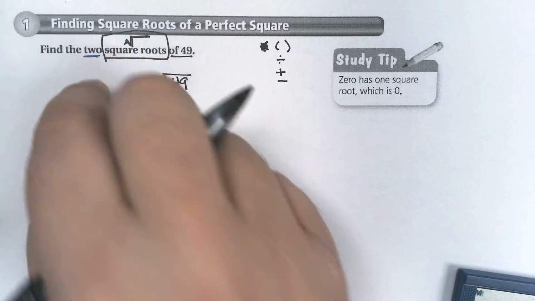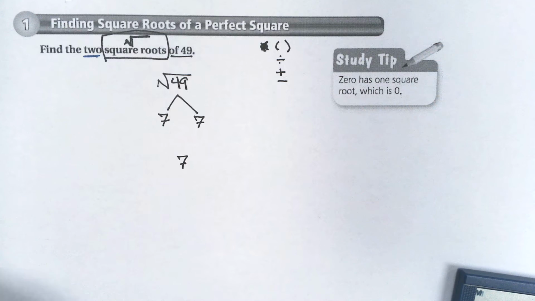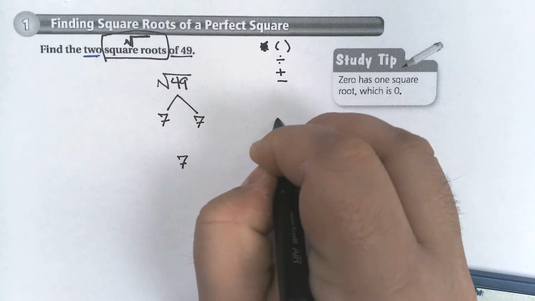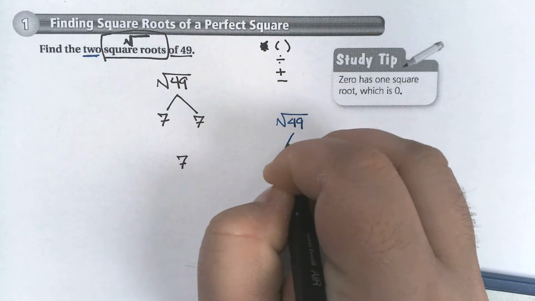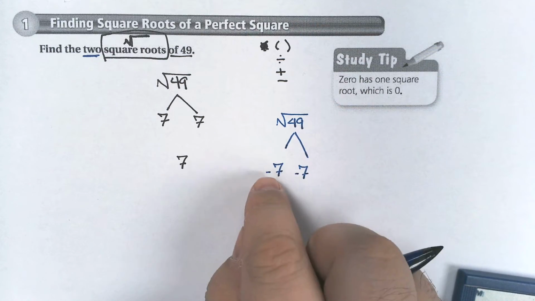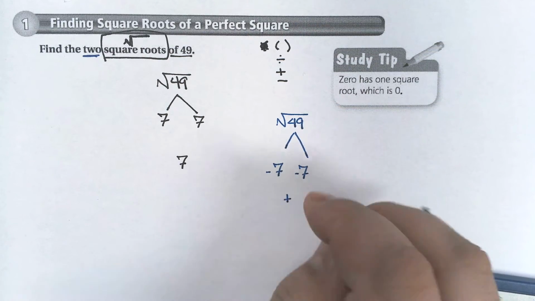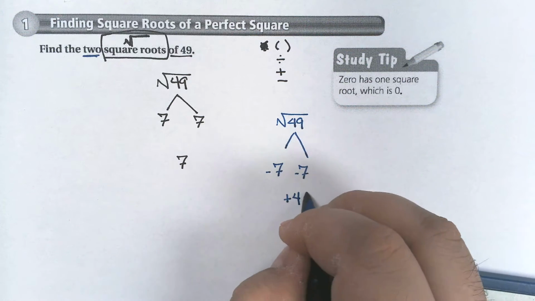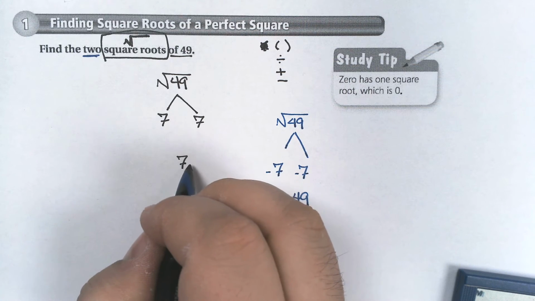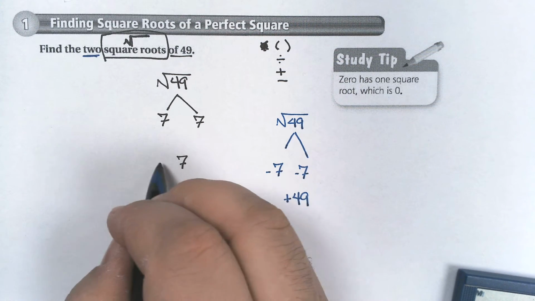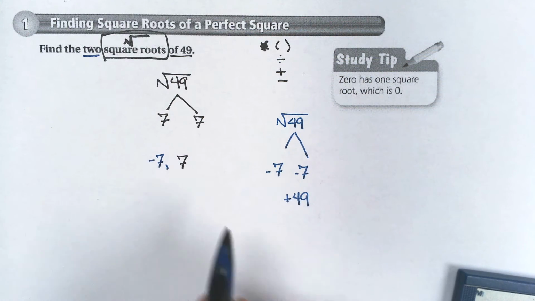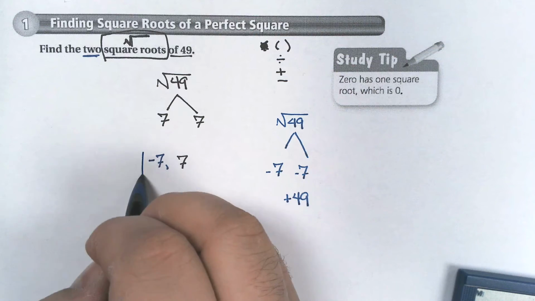The problem is we know there's got to be two. Here's why. 7 times 7 equals 49, but equally true is the same 7 and 7, but negative, because a negative times a negative is a positive, and 7 times 7 is 49, and this is a positive 49. So in reality, there are two ways we can write this. We usually write negatives first because it goes in order on a number line. So negative 7 and 7 are both an answer.